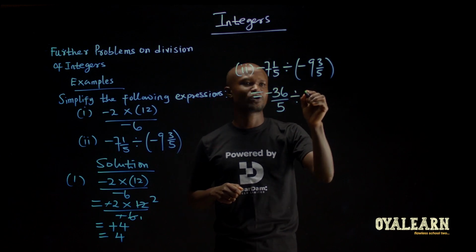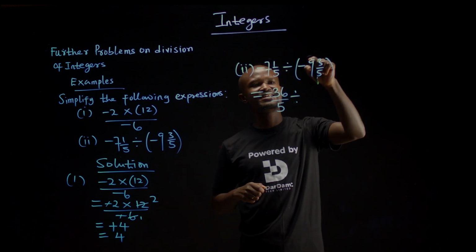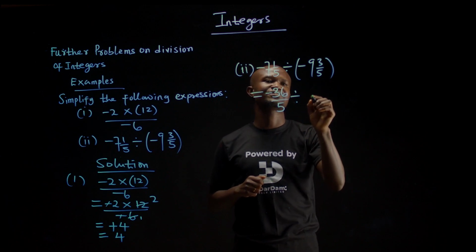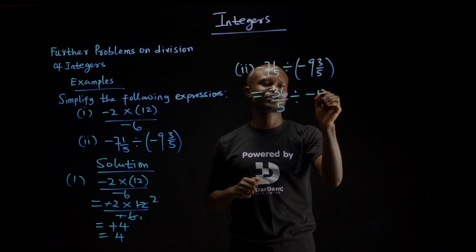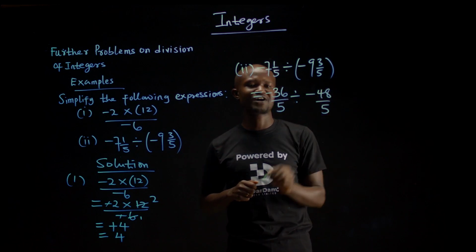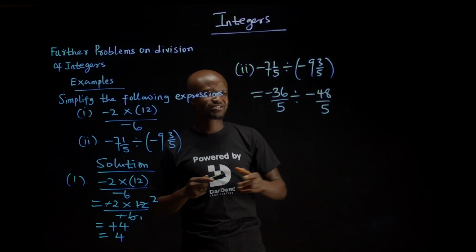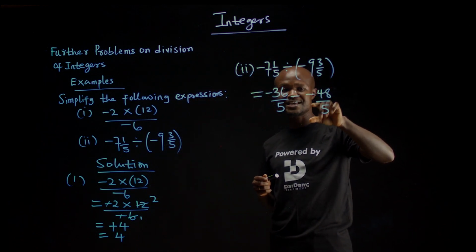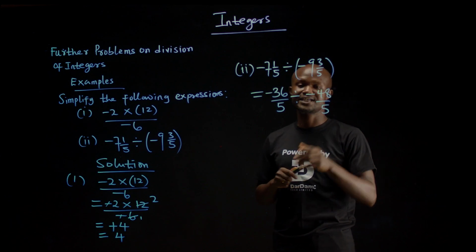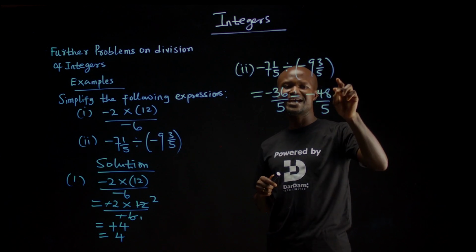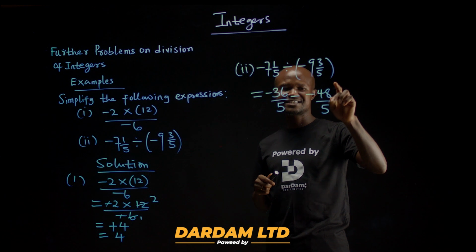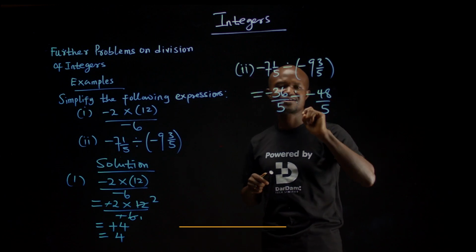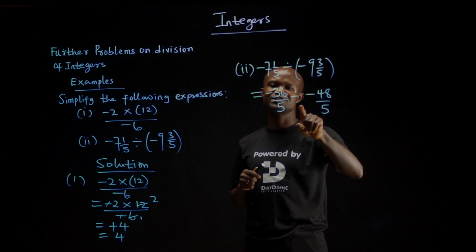Divided by, this can be written as 9 times 5, 45, plus 3, that is 48. So we have minus 48 over 5. Now looking at what we have here, minus 48 over 5, taking it together, the numerator is minus 48 and the denominator is 5. And in front of this minus 48 over 5, we have a division symbol.